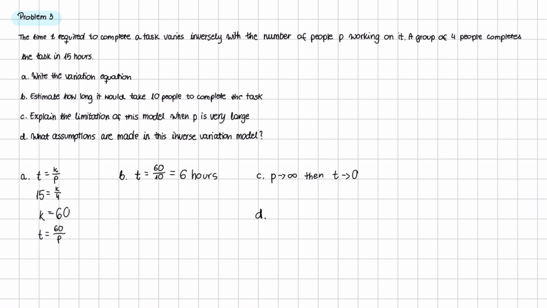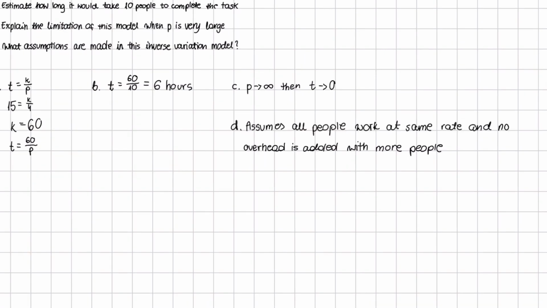So we can simply say that our model may assume that all people work at the same rate, at the same time, and basically no overhead is added with more people. So our final answer can look like this.